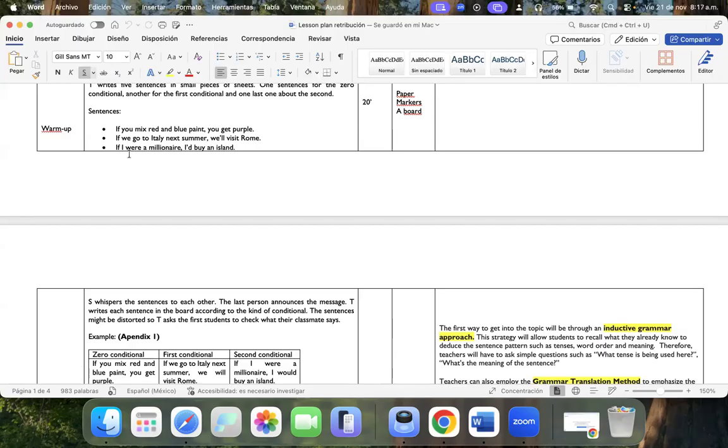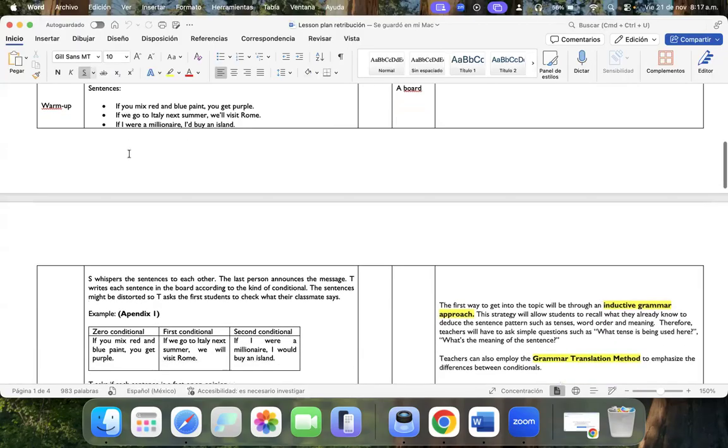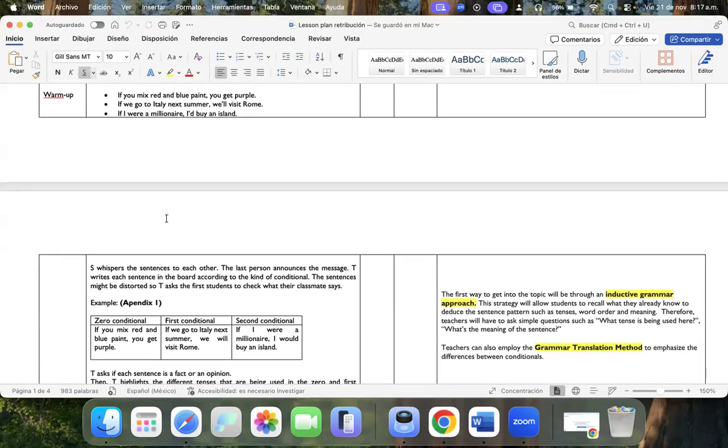So it has to be something simple because the class is really large. So, I mean, we have to finish. And this is an inductive approach. Basically, instead of going right to the topic, we are going to make our students identify what they already know. And this is great because they are going to use their critical thinking.